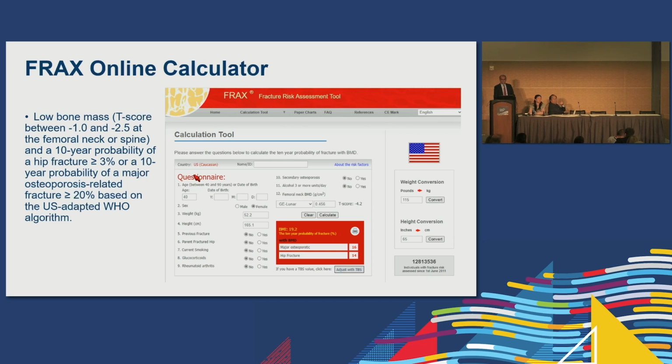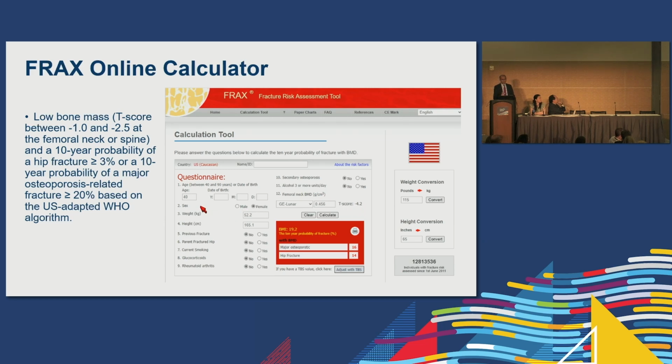Make sure you pick the correct country and the correct race. So once we've done that, this patient is 115 pounds. That is about 52 kilograms. The height is 65 inches. None of these other factors apply, they're not on glucocorticoids and so forth, so we haven't picked that. We entered the bone density score at the femoral neck as 0.456, which gave us a T-score of minus 4.2.